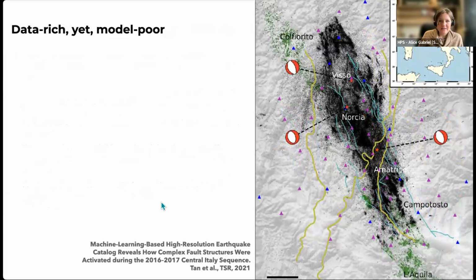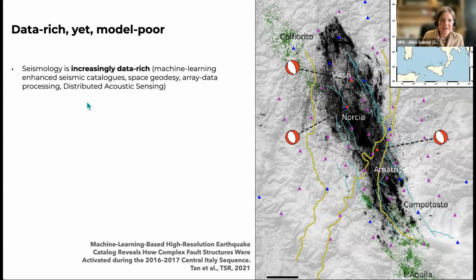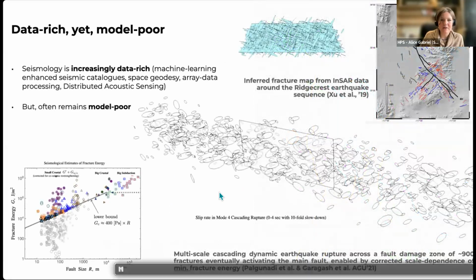In seismology, as I think we've seen over the last days, we are data rich, but we often remain model poor. Here's a machine learning based high resolution earthquake catalog that reveals how complex the fault structures are that we're interested in. This is the one activated during the central Italy sequence, but it doesn't look very different to other fault systems worldwide. So we have all of this data, but our models are typically still quite restricted.